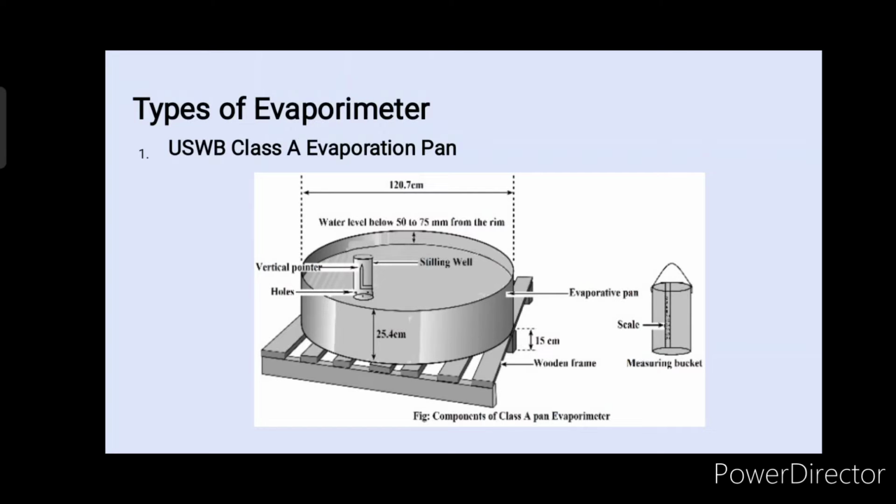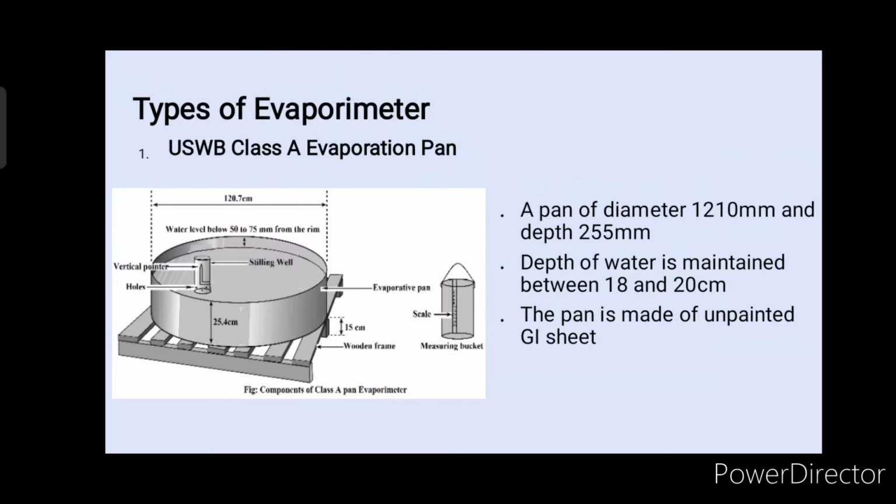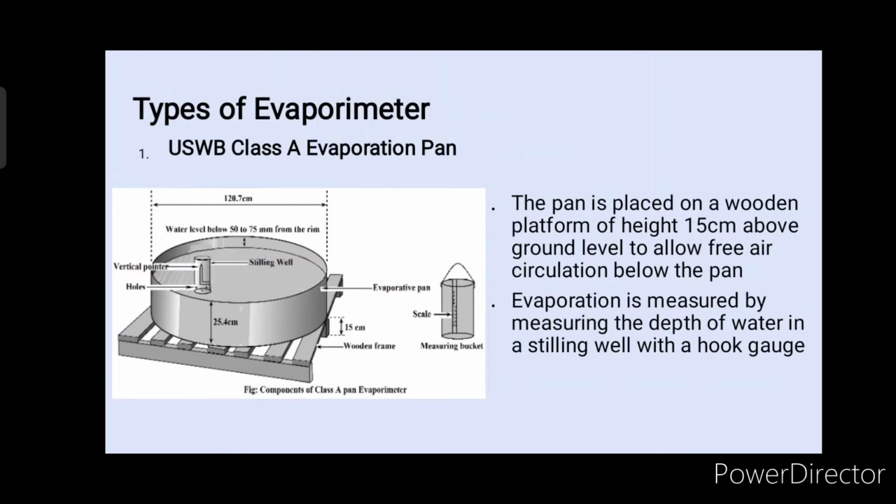So evaporation is measured by measuring the depth of water in a stilling well with a hook gauge. The pan is placed on a wooden platform, as you can see in the figure, with a height of 15 centimeter above ground level to allow free air circulation below the pan.